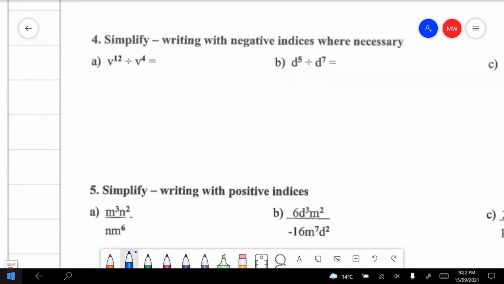Question 4 is division. So remember back to our index laws, when we're dividing, we subtract the indices. So they're both v's, so we've got v to the 12 minus 4, which is 8, and that's my answer. Next one, I've got d to the 5 divided by d to the 7, so I've got d to the 5 minus 7, which is minus 2.